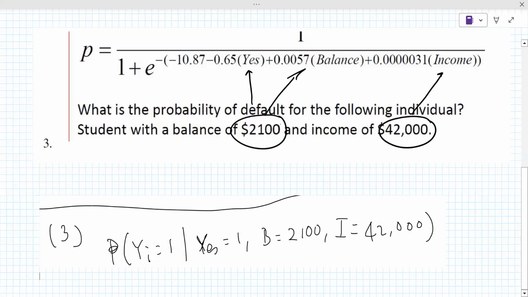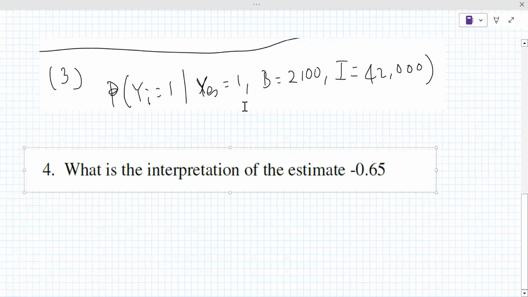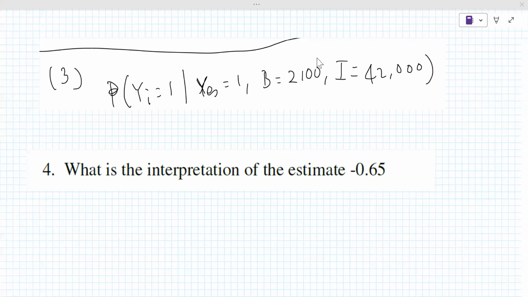Let's go to the next one here. For the 4th question, I have written down, because the answer key just says refer to the slide, what is the interpretation of the estimate of negative 0.65? That's the number next to the yes, what's multiplied by 1. I have: on average the odds of default for the students are roughly half, because e to the negative 0.65, approximately 0.52, of the odds of default for the non-students while holding the other variables fixed.